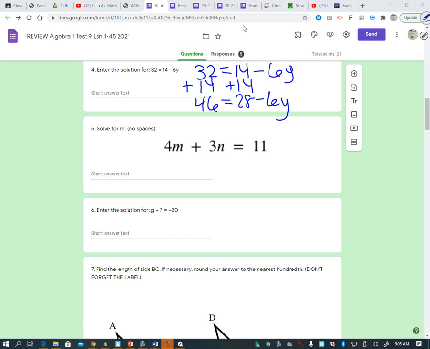What? Change it. How do I? So you're rearranging it, okay? So you're saying 14 minus 6y equals 32. Now what? 6y first?